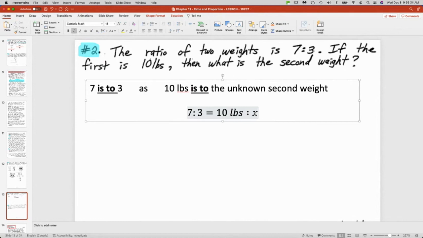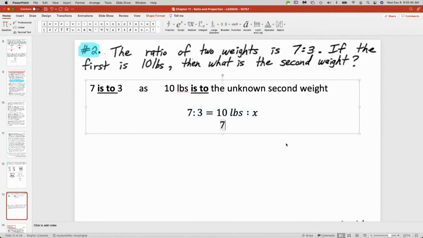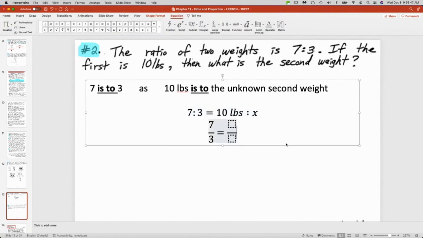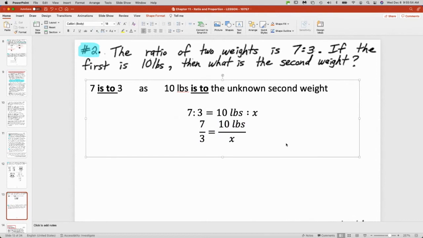Now just for the sake of this explanation, we know that X is going to be in pounds, but you might be like, how do I demonstrate that on paper with writing? Just leave the pounds there. See, 7 over 3 equals 10 pounds. Don't touch them. Keep them in there as if they're part of the question, because they are.